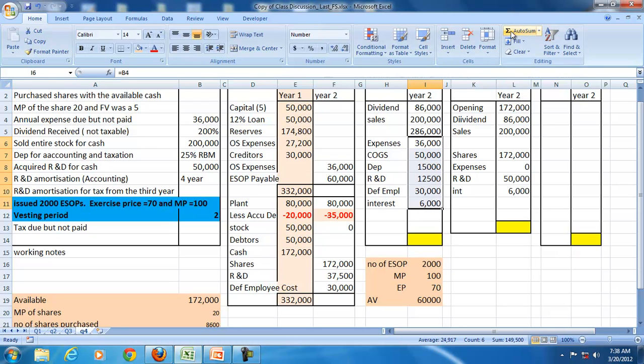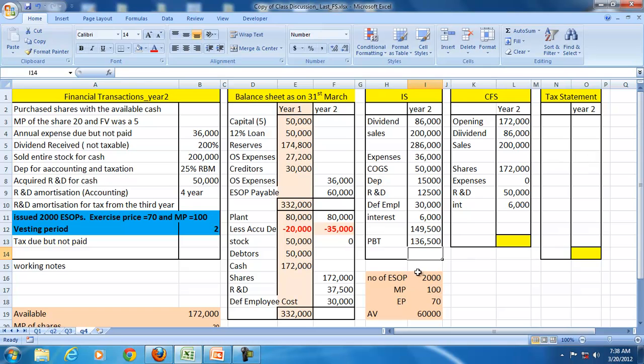The total expenses are 149,500. PBT is equal to 286 minus 149, so 136,000 is the profit before tax.